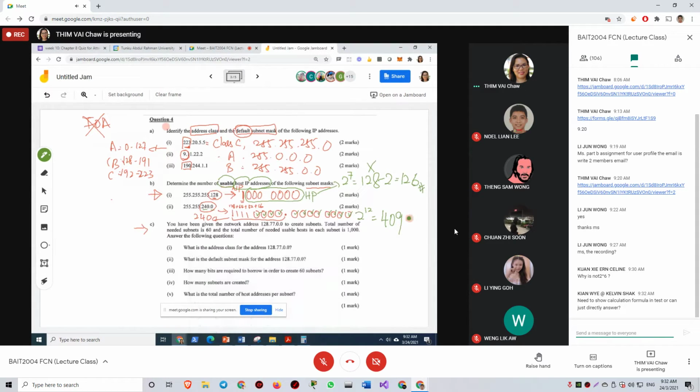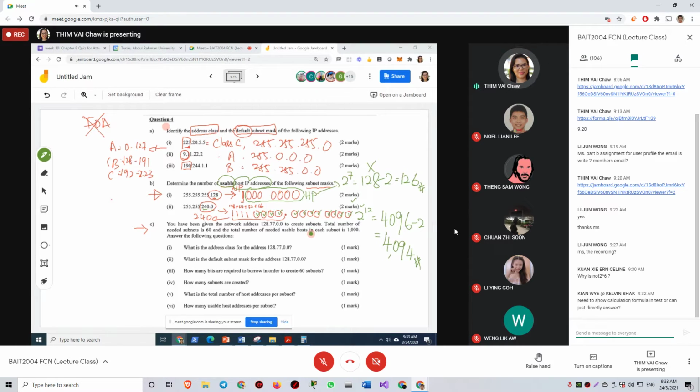4096 is the total address, the total addresses available in each network. Remember, each subnet, so I need to minus 2. The usable host addresses are 4094. In each subnet, I have 4094 usable addresses. So that is the reason why you have this part over there. Okay, now we're moving on to classful subnetting.